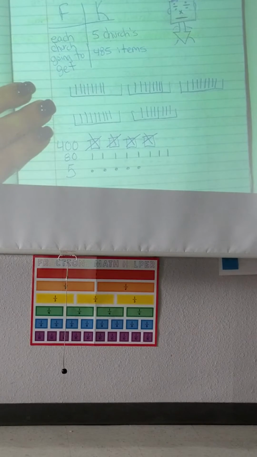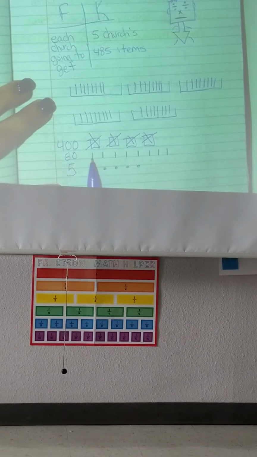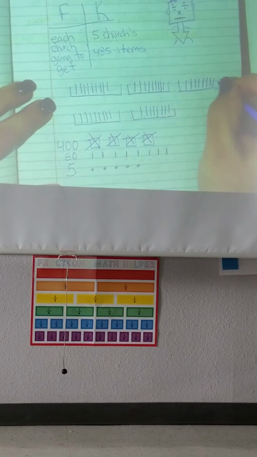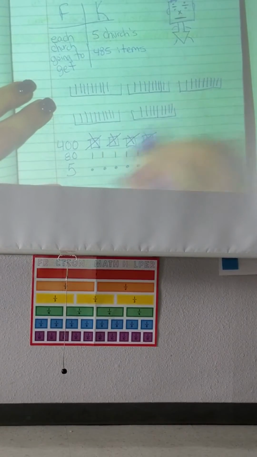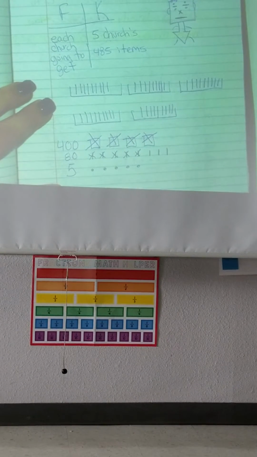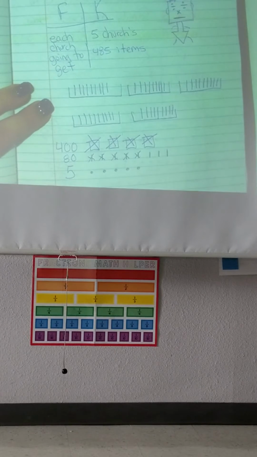Okay? Let's see how many 10s we have. 1, 2, 3, 4, 5, 6, 7, 8. We have 8 10s. Can we put at least one in every box? Okay, so 10, 20, 30, 40, 50. I've already used all of those.